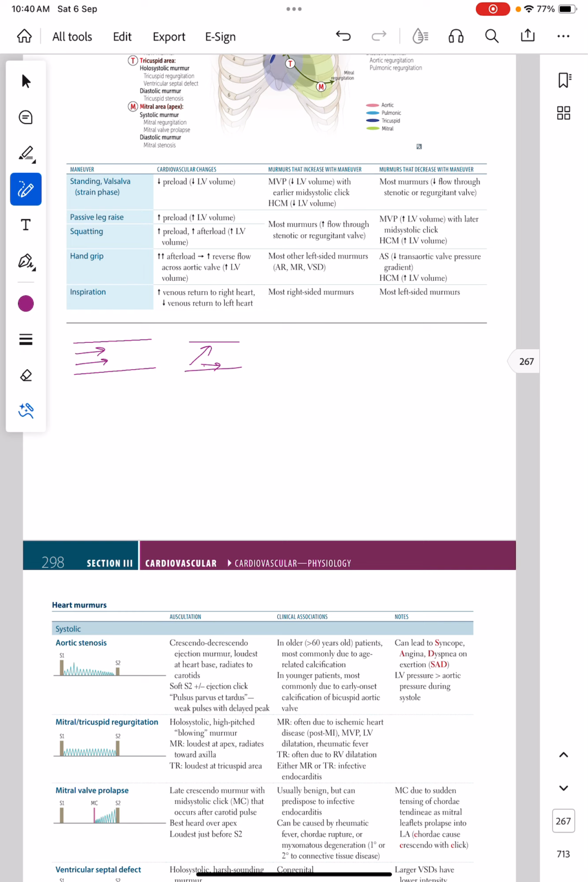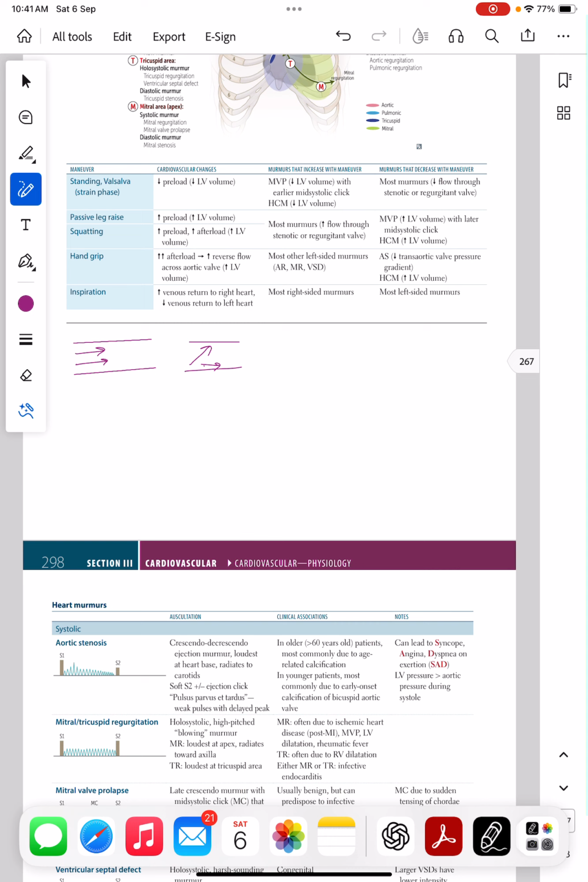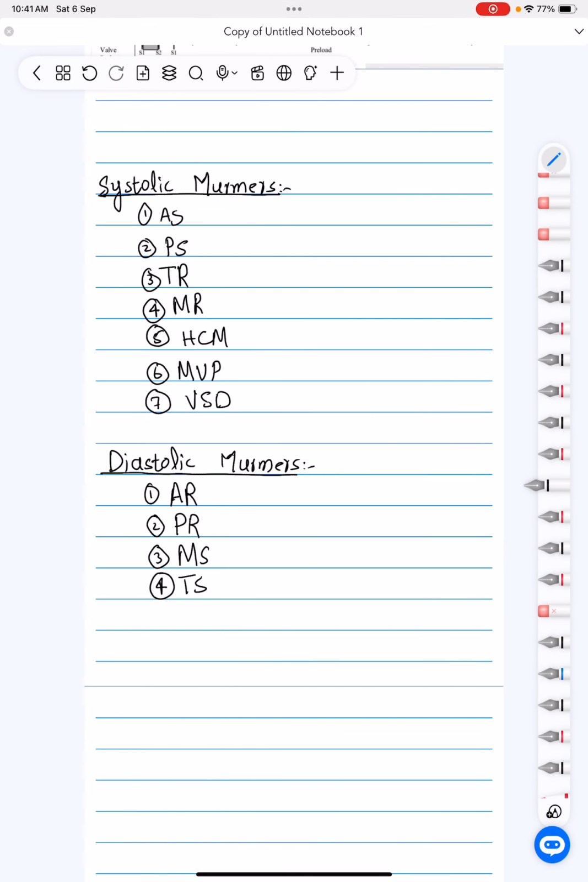Heart murmurs are divided into systolic murmurs and diastolic murmurs. We will study each of them. The systolic murmurs are aortic stenosis, pulmonary stenosis, tricuspid regurg, mitral regurg, HOCM, MVP, and VSD.